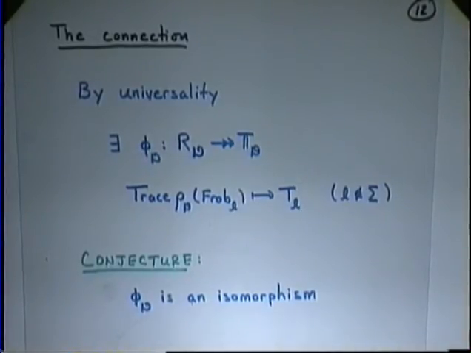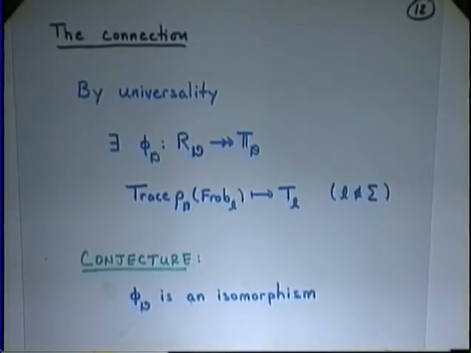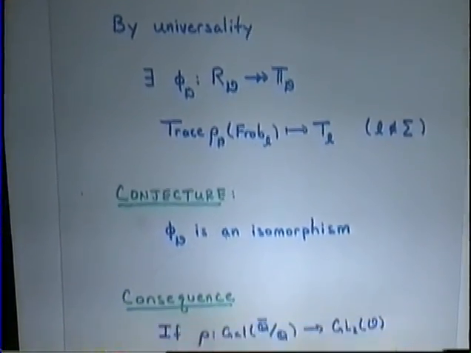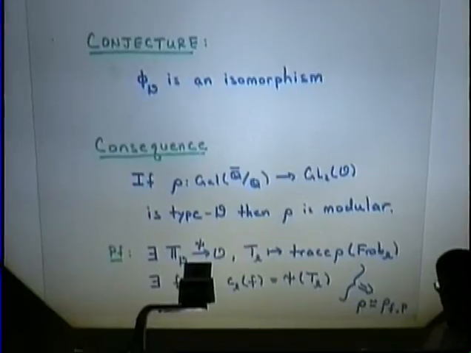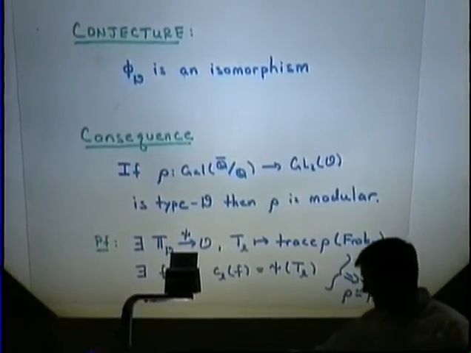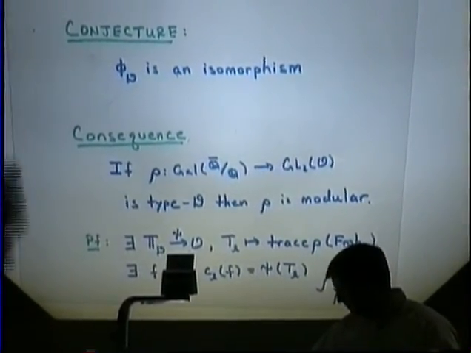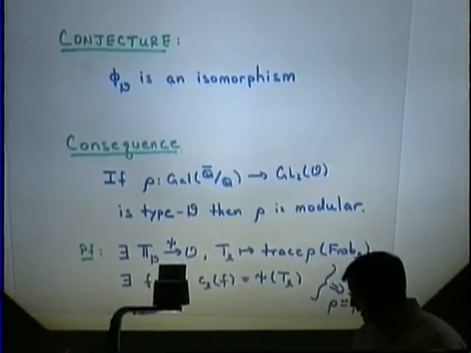universal object. I should say that these sorts of ideas were floating around in Mazur's original paper on deformations of Galois representations, and at least in the case of ordinary representations, I think it was even formulated in a paper by Mazur and Tilouine, and then of course made very precise in Wiles's paper.